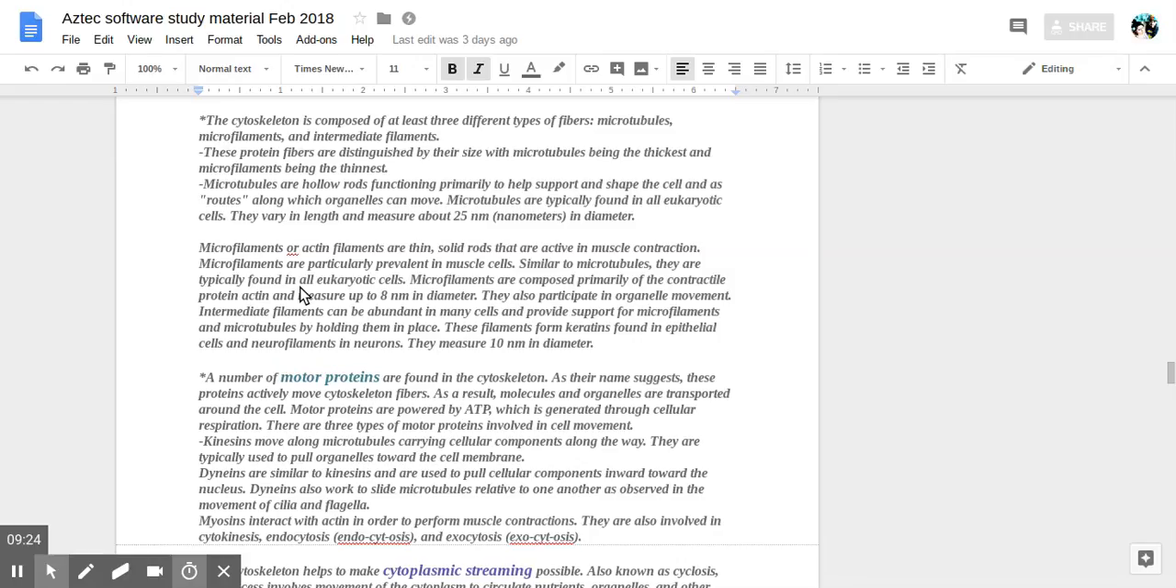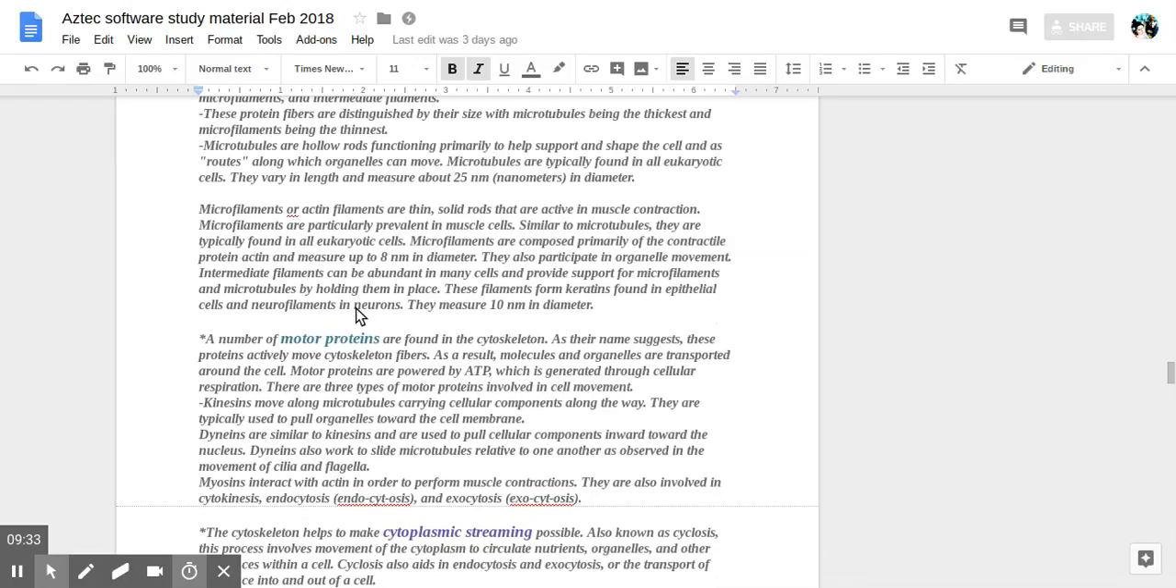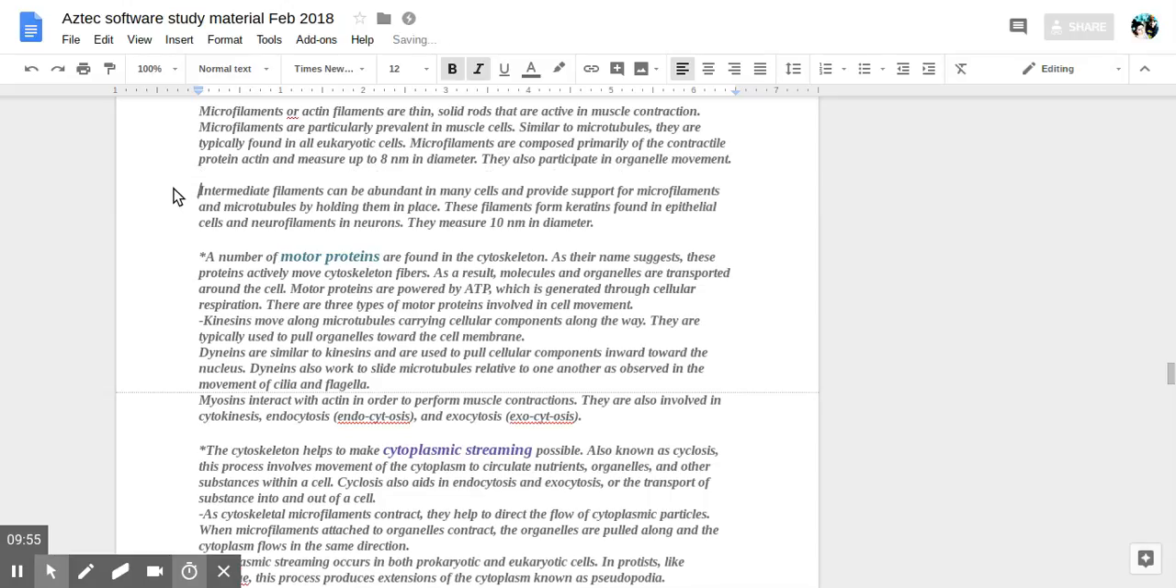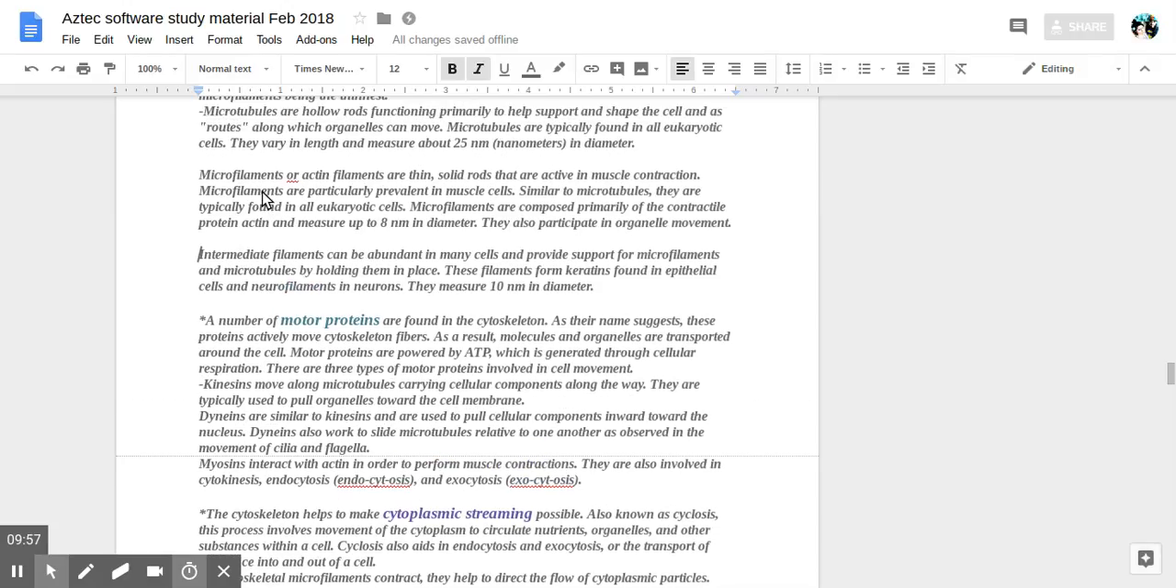So the actin and these filaments form keratins found in epithelial cells, and neurofilaments in neurons. And so intermediate filaments are intermediate. They're about 10 nanometers, so halfway, about intermediate in size between the microtubules and microfilaments.